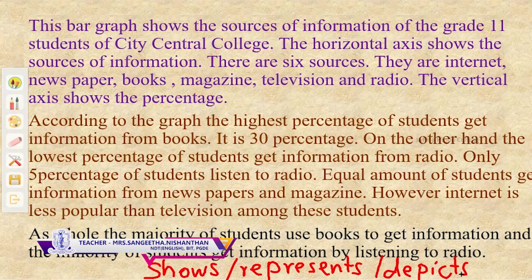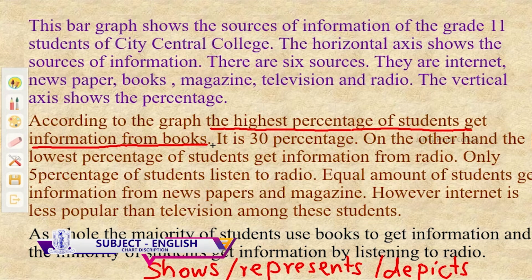In the second paragraph, you should give the key data. What is the key data given? According to the graph, the highest percentage first. When we look at a graph, the highest number attracts our eyes. It falls on our eyes quickly. So talk or write about the highest first. The highest percentage of students get information from books. It is 30%. On the other hand, the lowest percentage of students get information from radio.